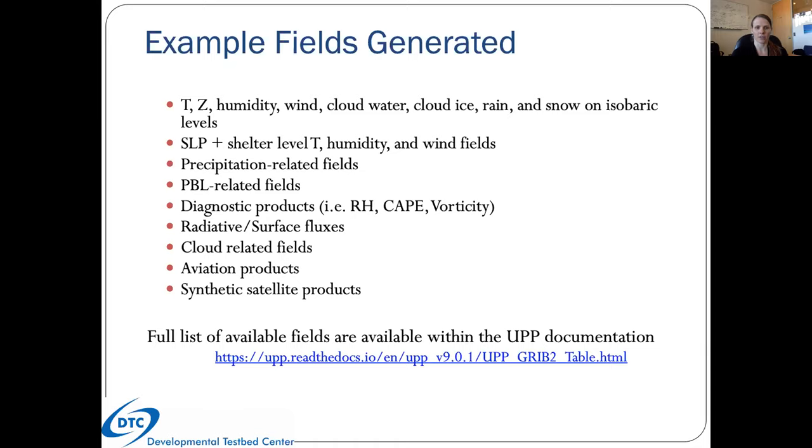I'm going to put a disclaimer on the synthetic satellite products in that the short range weather app does not currently link the files for outputting these. However, in the practical session, I go over how to do this. So tune in for the practical session if you would like to learn how to do that within the short range weather app itself. I've included a link here for a list of fields that are available for UPP, and this is within the UPP documentation.